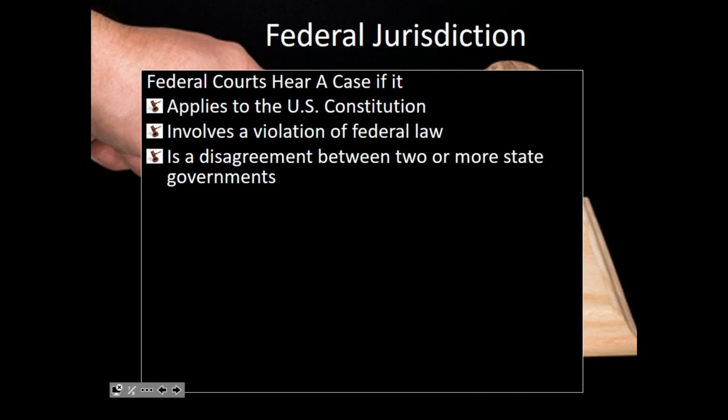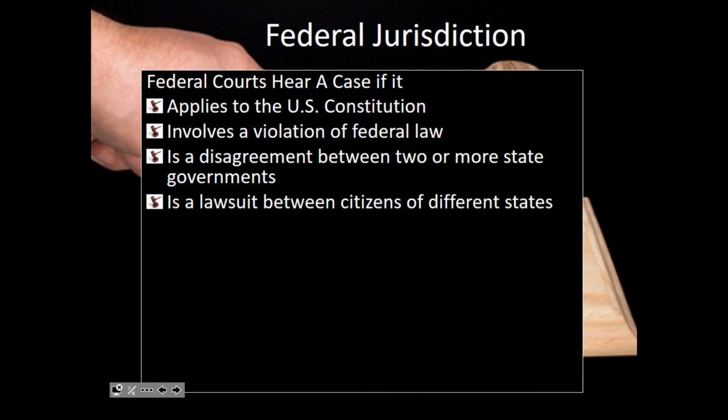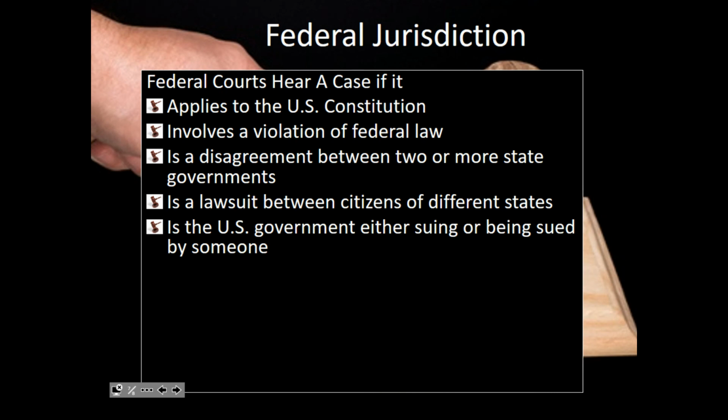If it's a disagreement between two or more state governments, okay, it's going to go to federal court. Yes, there can be this. This would be, again, a civil case between two or more state governments. It also applies if it's a lawsuit between citizens in different states. So if it's dealing with states at all, it's going to go to the federal court. If the U.S. government is either suing or being sued by someone, again, this is going to involve the U.S. government itself, the big government, the national government. Yes, again, the U.S. government can sue and can be sued.